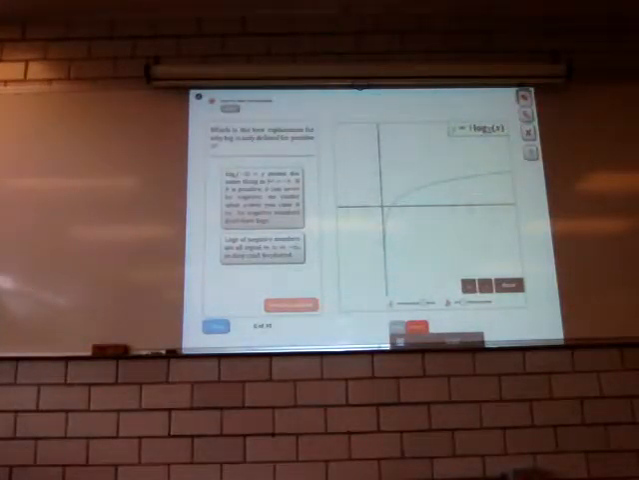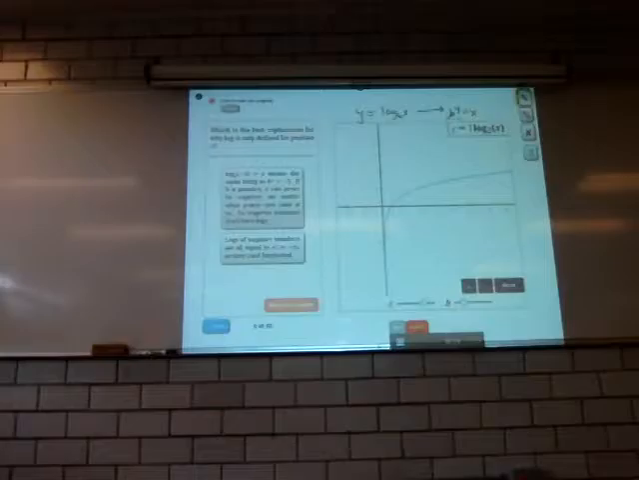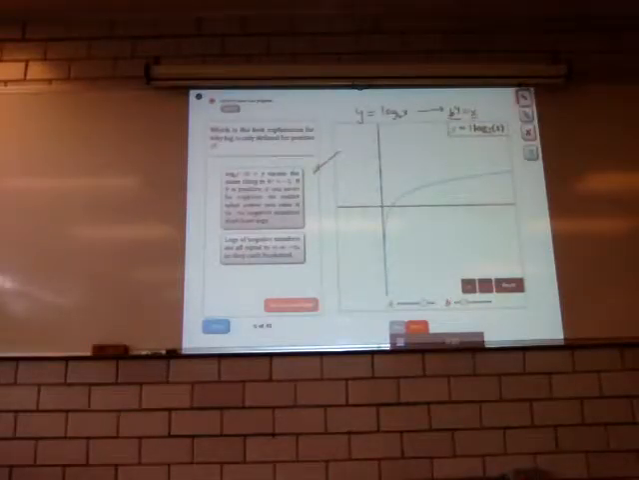Let's recall what we mean when we say y equals log base b of x. This is the same thing as saying that b to the y equals x. So what happens when x is negative? Well, it's impossible to make this negative, because as long as b is positive, there's no way you can get a negative x no matter what you set y to. So, it looks like this choice is the right one.